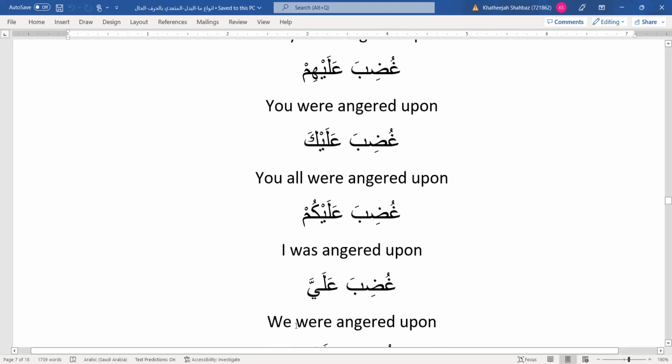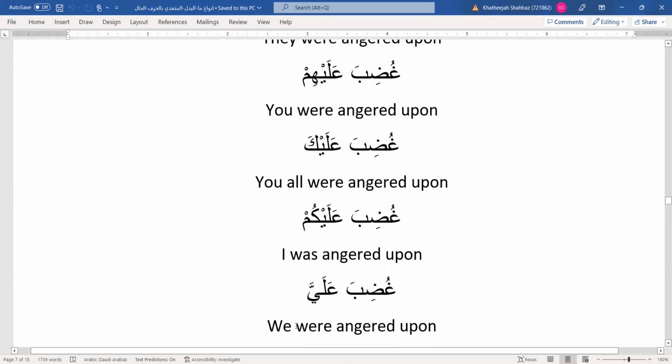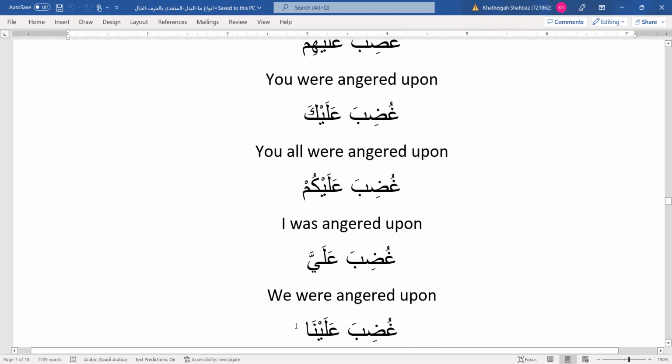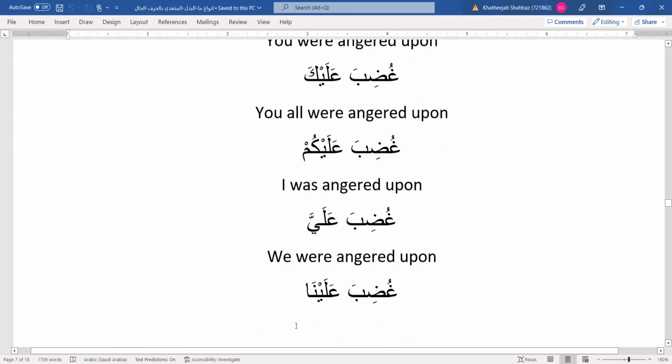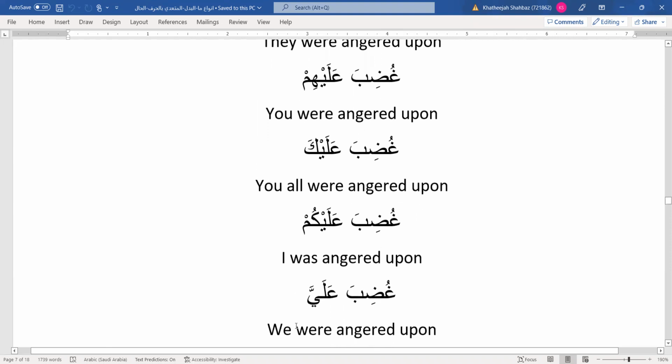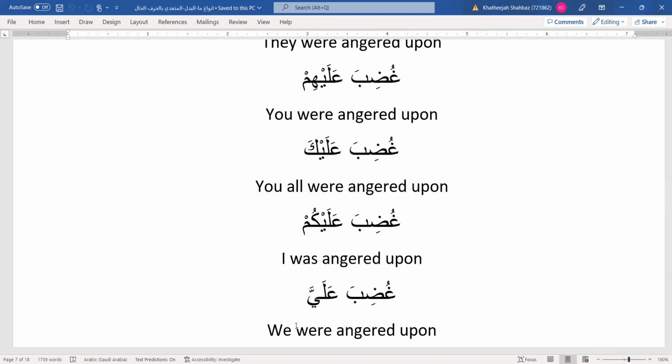We were angered upon. غضب علينا. We were angered upon. Okay. So are we good so far? Yes. How to say she was angered upon? غضب عليها. Alayha. How to say they were angered upon, all women? غضب عليهن. Alayhinna. Very good.